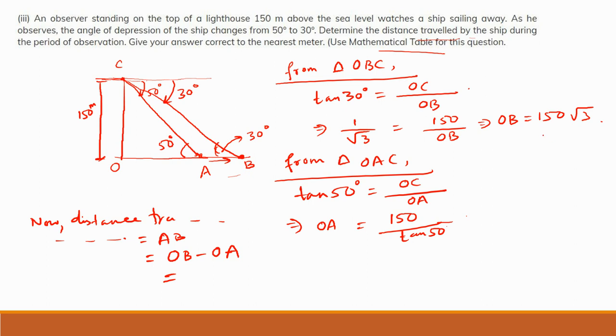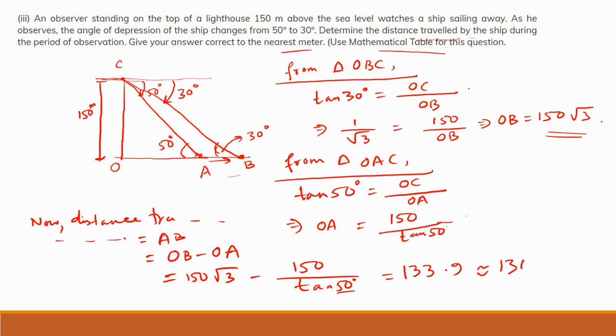And OB you get as 150 times root 3. And what you get as OA is 150 divided by tan 50 degree, right? So once you take 150 common, root 3 is 1.732, and tan 50 degree you will get from the table. So after all of that and correcting to the nearest meter, you will get the answer like 133.9. So when you do the nearest meter, that is 134. So the answer is 134 meter. This will be your final answer.